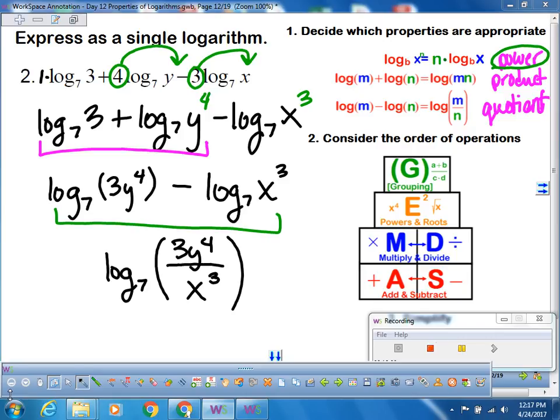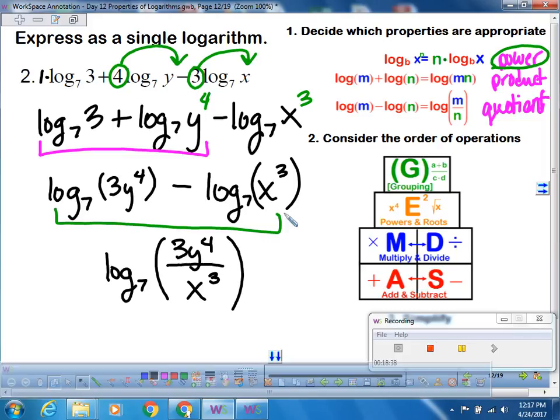What happens to the negative? The negative turned into division, right? So if we see division, we think subtraction. If we see multiplication, we think addition. They just go together, right? Make sense? Yep, just like your exponent rule. When you've got multiplication, you add, right? When you've got division, you subtract.